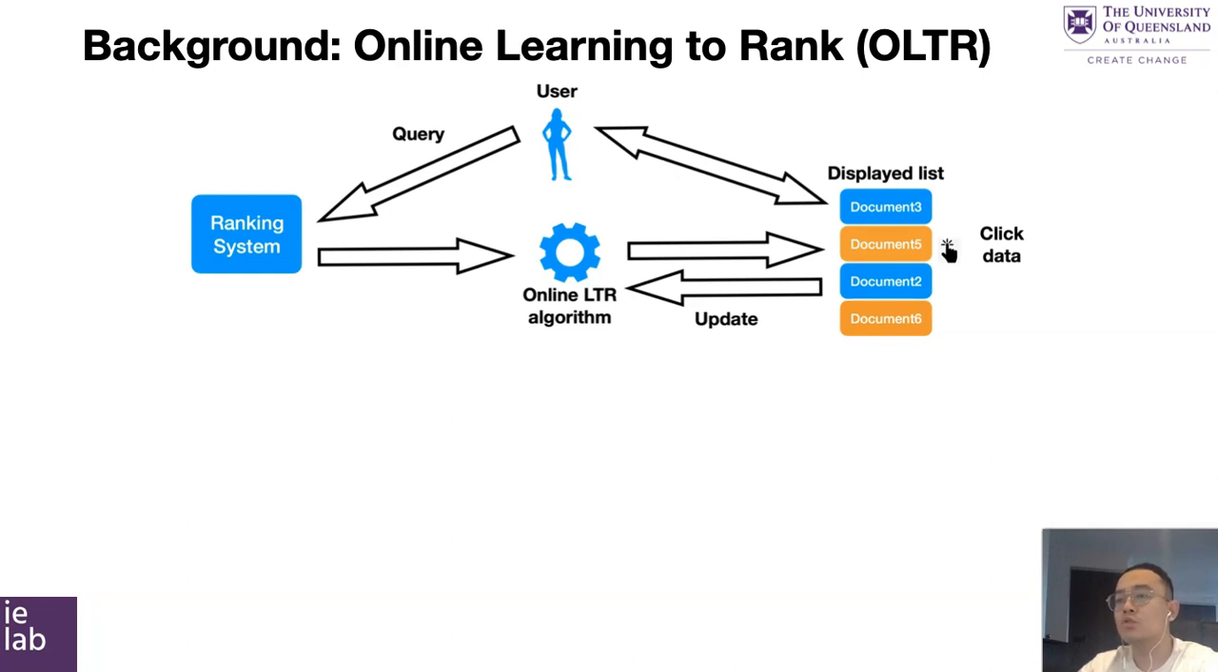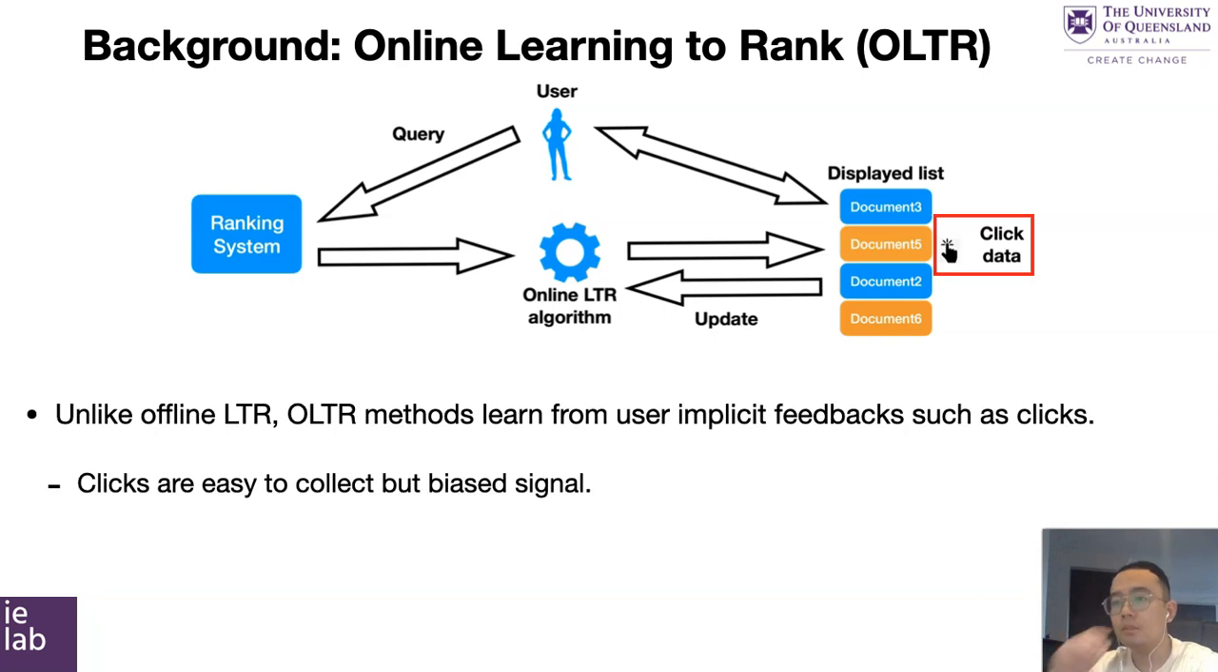This figure illustrates a typical online learning to rank system, where users issue queries to the ranking system, then the ranking system uses the online learning to rank algorithm to retrieve and rank documents. Users then make interactions with the displayed list. Finally, the ranking algorithm will be updated according to the interaction data.